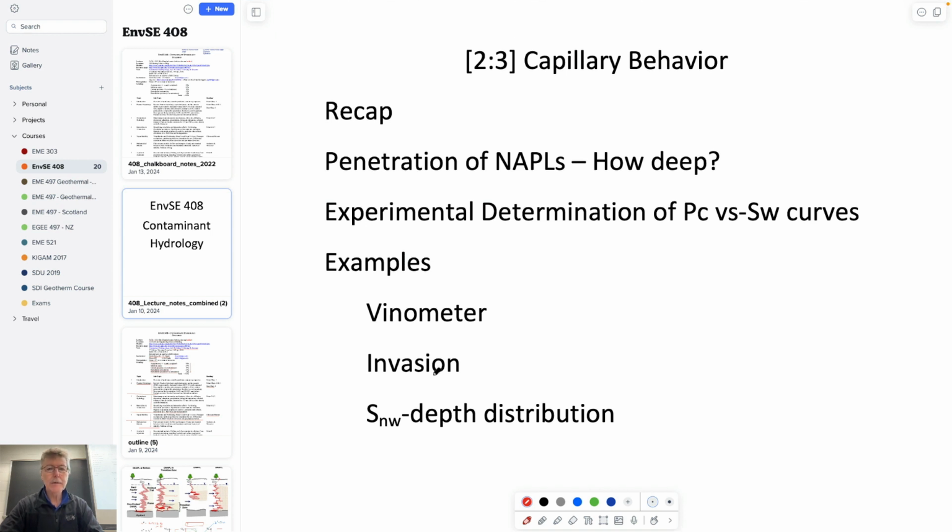So we're still talking about capillary behavior. It might be worthwhile doing a recap, perhaps a bit more in detail than before.